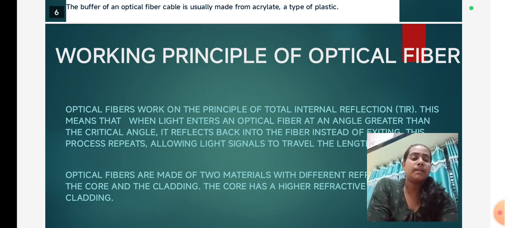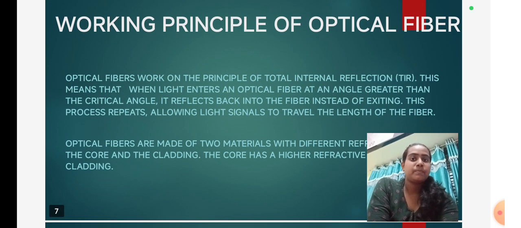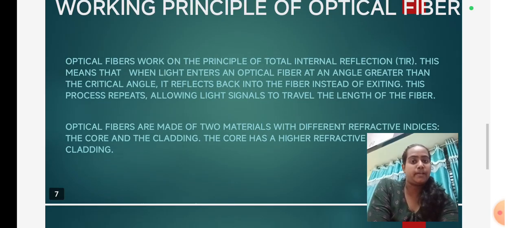Then the working principle of optical fibers. Optical fibers work on the principle of total internal reflection, which is also called TIR. This means that when light enters an optical fiber at an angle greater than the critical angle, it reflects back into the fiber instead of exiting. This process repeats, allowing light signals to travel the length of the fiber.